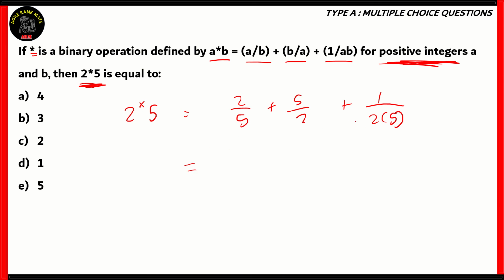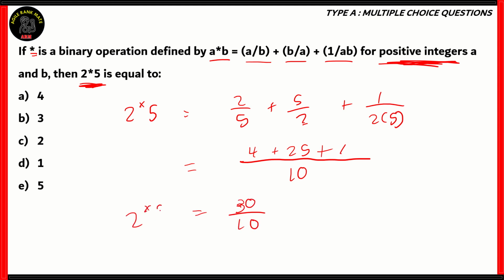And it turns out over here 10 is the LCM, so therefore we can take 10 in the denominator. 2 times 2 gives you 4. 5 times 5 gives you 25, and then there's a 1. So 1 plus 4 is 5. 5 plus 25 is 30. So 2 star 5 is 30 upon 10, which is equal to 3. So therefore option B, 3, is the right option.